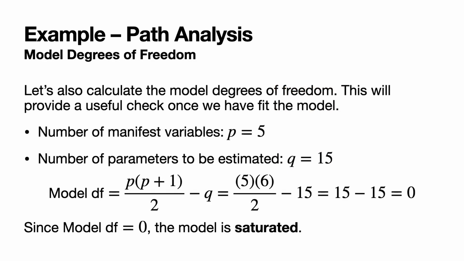Now, while we're at it, let's also calculate the model degrees of freedom. And so we have 5 manifest variables, V1 through V5. The number of parameters to be estimated, we've just calculated to be 15. And so the model degrees of freedom is given by P times P plus 1 all over 2 minus Q. That's 5 times 6, or 30 over 2, which is 15, minus 15. And so the number of model degrees of freedom is 0. And because of this, the model is said to be saturated.